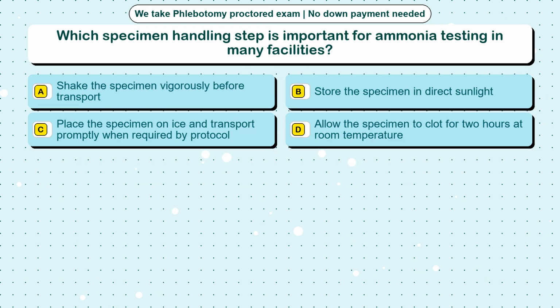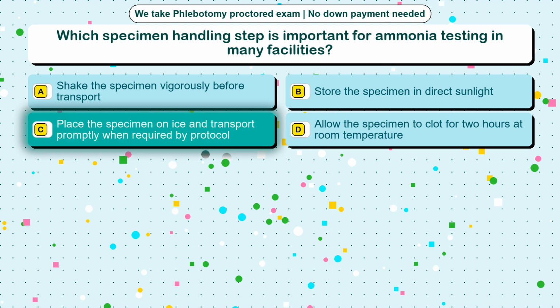Question 40. Which specimen handling step is important for ammonia testing in many facilities? Option A. Shake the specimen vigorously before transport. Option B. Store the specimen in direct sunlight. Option C. Place the specimen on ice and transport promptly when required by protocol. Option D. Allow the specimen to clot for 2 hours at room temperature.